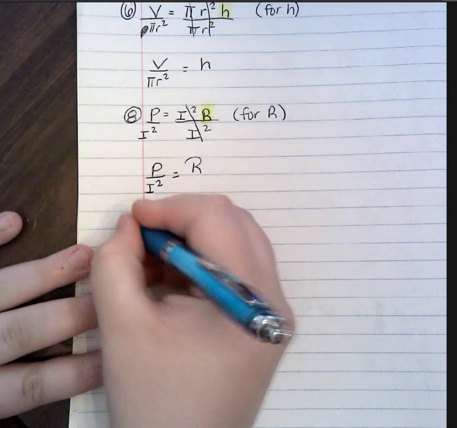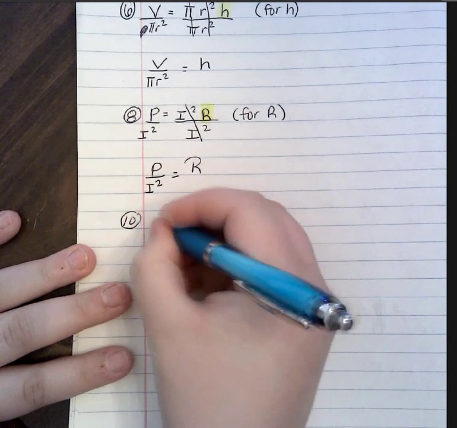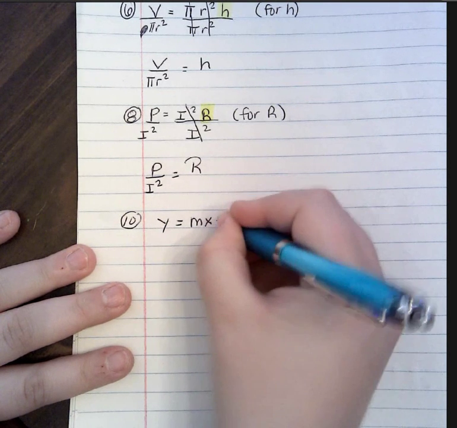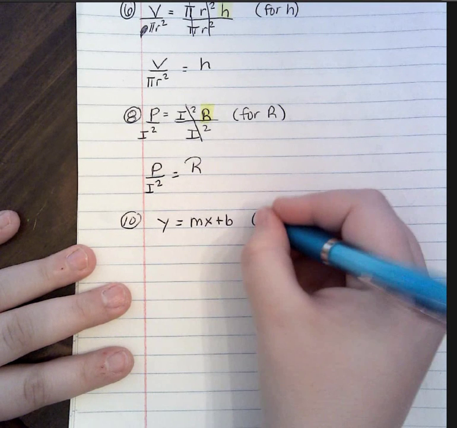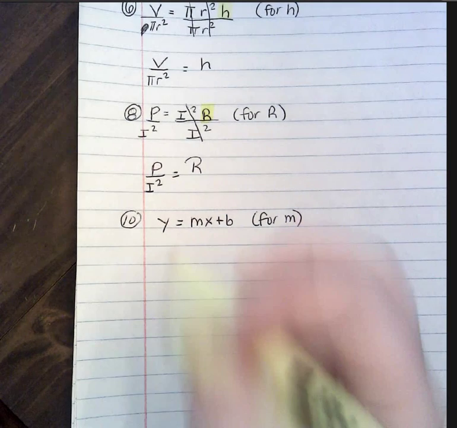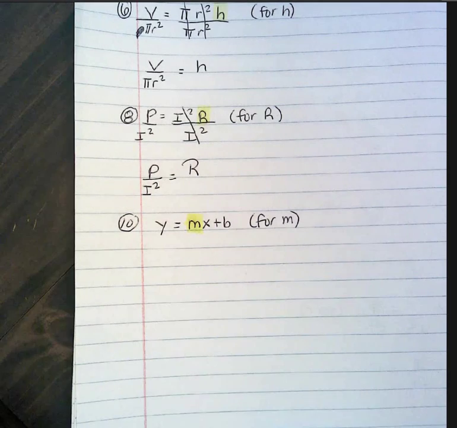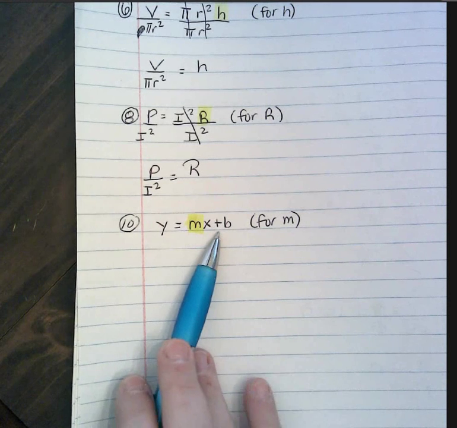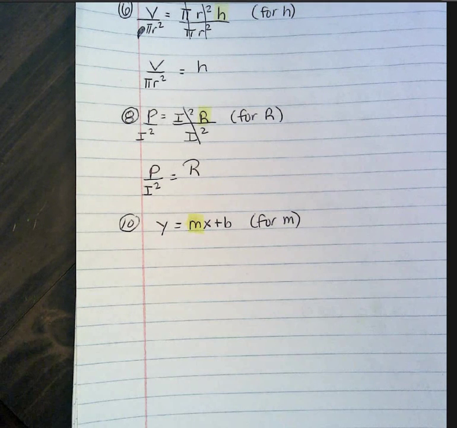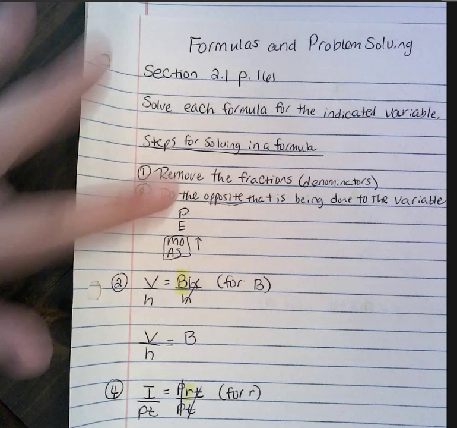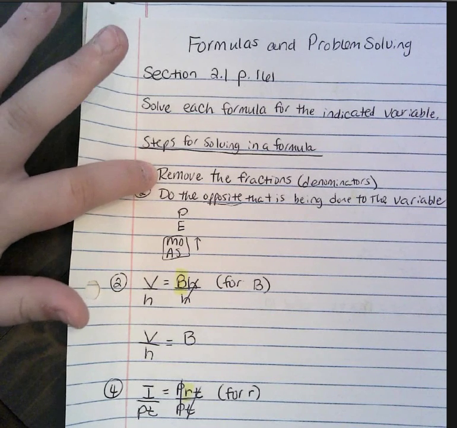All right, now number 10. We have y equals mx plus b, and we're solving for m. This one's actually going to be a little bit different than all the other problems that we've done so far, because this is the first problem where there is addition or subtraction on the same side that we're trying to solve the variable for. So I have a plus b. Remember in the steps that we wrote down a few minutes ago, the first thing you need to do is remove the fractions, which in this problem there are no fractions.